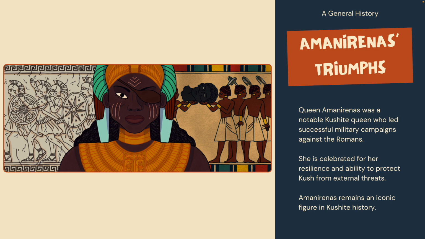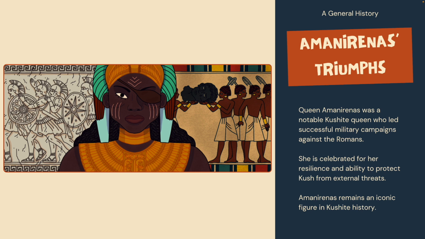She was tough. She was resilient. She was brave. She was bold. She was fearless, right? So, this woman was impressive. Like, she was daring, she was not scared to face the enemy. So Queen Amanirenas was a notable Kushite queen who led successful military campaigns against the Romans.